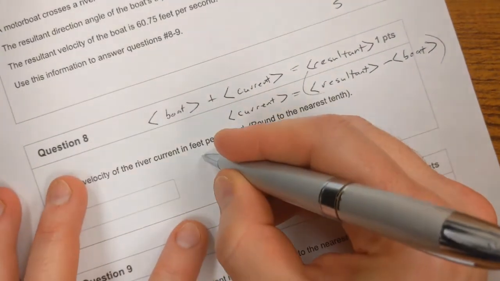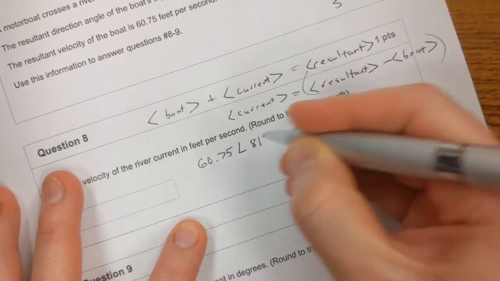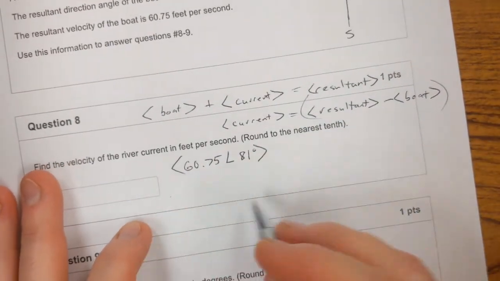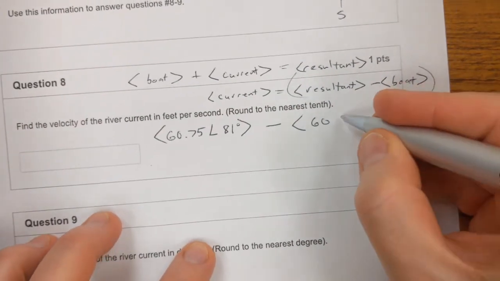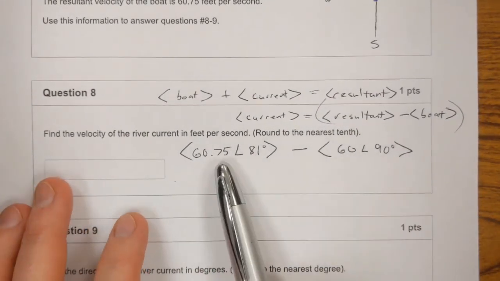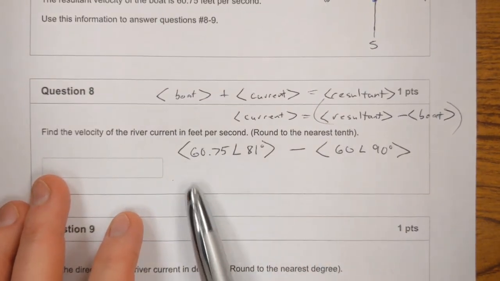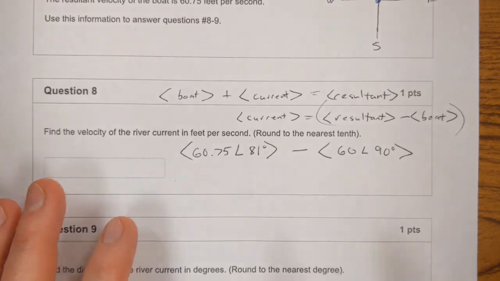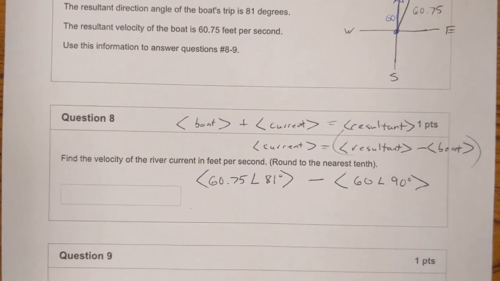You're going to have to take the 60.75 at 81 degrees, convert that to rectangular, and then subtract the 60 at 90 degrees. Okay, you can't subtract these as polar coordinates. You've got to convert this one to rectangular, convert this to rectangular, subtract the horizontal components, subtract the vertical components. That will give you the answer of how strong this river is flowing and in what direction to the nearest degree. All right, so best of luck on this. Take care.